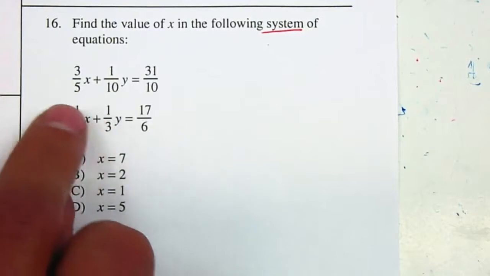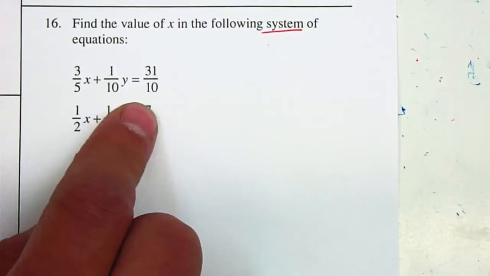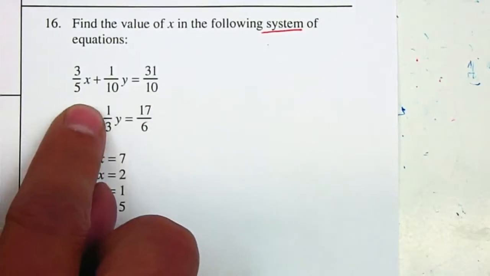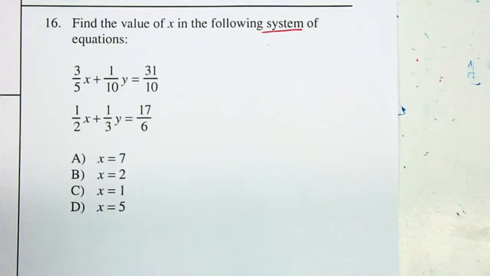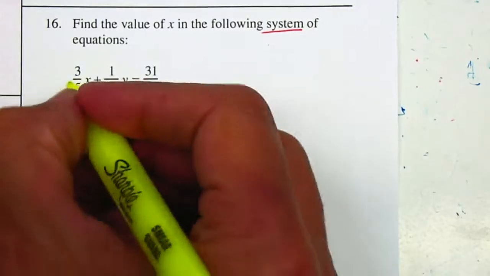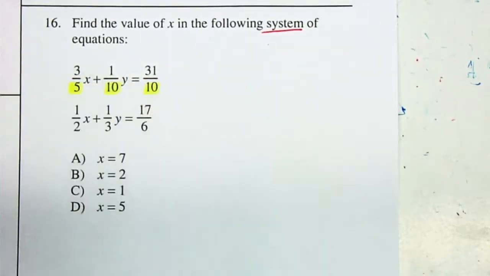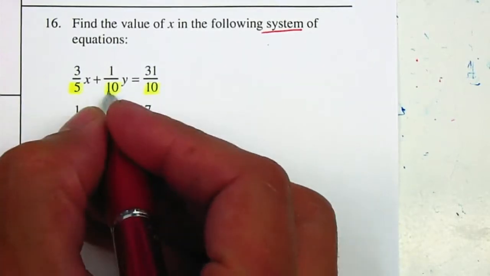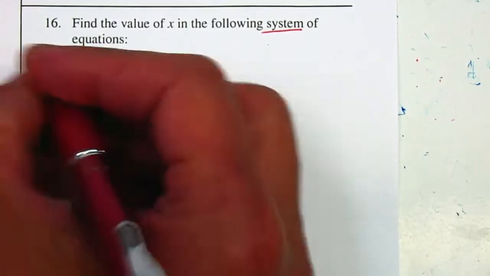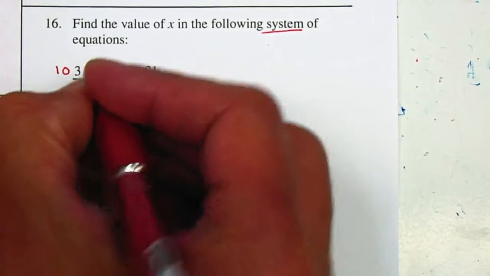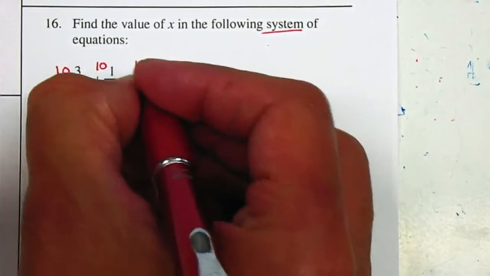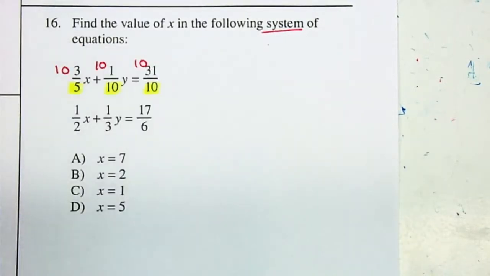So the best thing to do is to get rid of the fractions by fraction busters, or by multiplying by the lowest common multiple. On the first equation, we have a 5, a 10, and a 10. So therefore, the lowest common multiple between 5 and 10 will be 10. So I need to multiply each of the terms by 10. Basically, we multiply on the left-hand side and the right-hand side by 10.